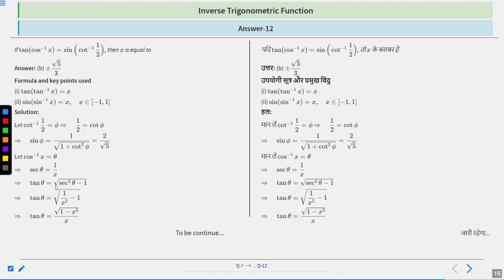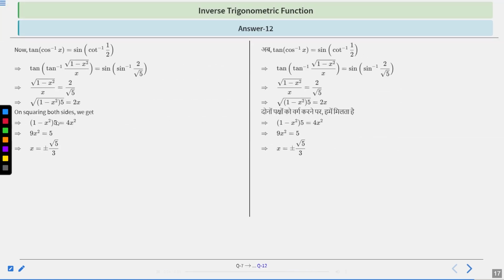Therefore, tan theta is equal to root over (sec square theta minus 1). Since sec theta is 1 by x, sec square theta will be 1 by x square. So tan theta will be root over (1 by x square minus 1). Therefore, tan theta is equal to root over (1 minus x square) upon x.